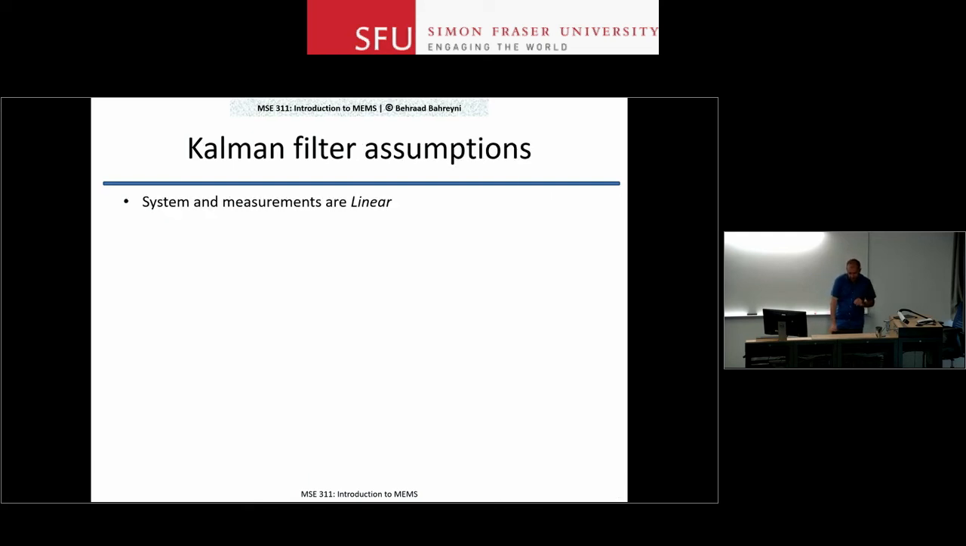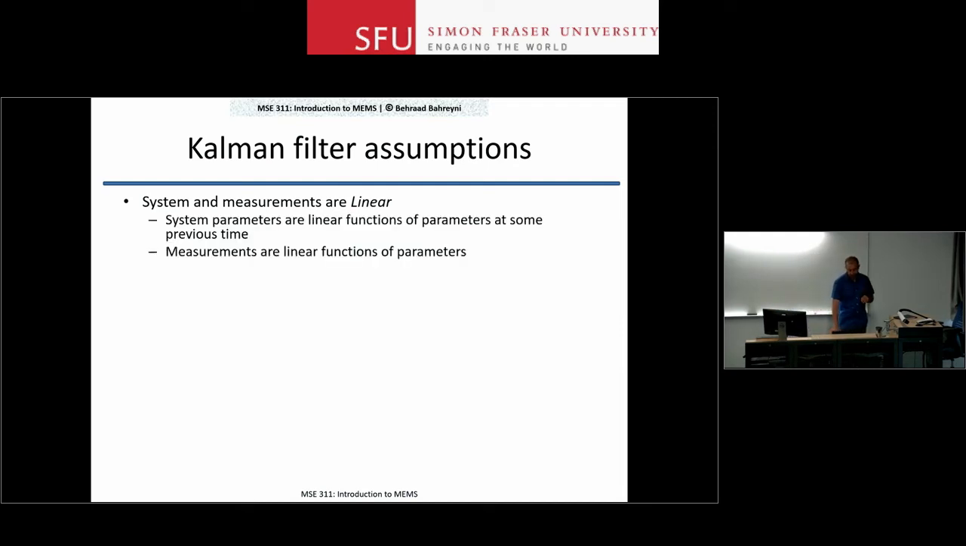Now, there are some assumptions. We assume that the measurements are linear, and the system itself is linearly responding to the inputs. What that means is that you can predict the current state of your system by using a linear combination of the state of the system and some weights at the previous time step, right? So if you know what the system status was, and you have a system function, which is a linear combination of all these system states, you can figure out what the system response or state is going to be at this point. I also assume that my sensors are linear. So whatever I'm measuring is a linear function of that variable, and I don't have any nonlinearity with my sensors.